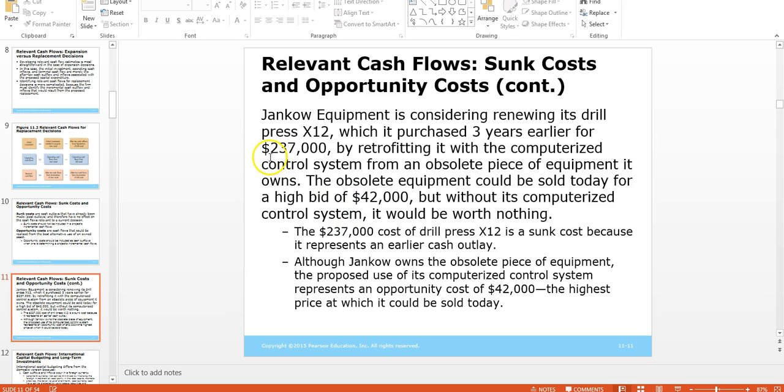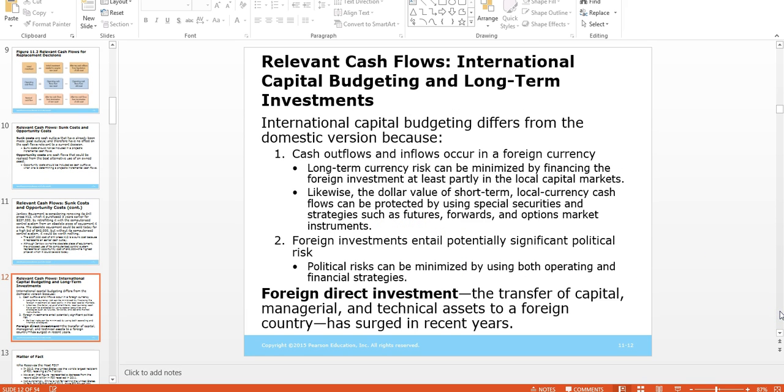So when you originally bought the drill press, right, it was $237,000, and that's a sunk cost, right? That was an earlier cash outlay. All right. Although Janko owns the obsolete piece of equipment, the proposed use of its computerized control system represents an opportunity cost of $42,000, the highest price at which it could be sold today. So if you take the computerized control system off, that's basically an opportunity cost you lose, right? Because you can't sell the drill press for $42,000.